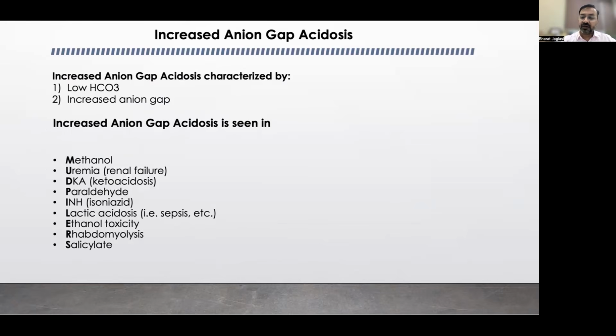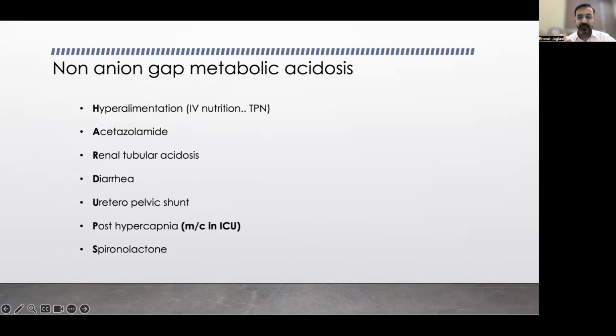So we all understood this increased anion gap metabolic acidosis is what we are looking into, characterized by the low bicarbonate or the increased anion gap. And the causes, we remember this by the mnemonic MUDPILES. So it could be methanol, uremia, diabetic ketoacidosis, paraldehyde, isoniazid, lactic acidosis, ethanol toxicity, rhabdomyolysis, salicylates. So these could be the causes of the increased anion gap metabolic acidosis.